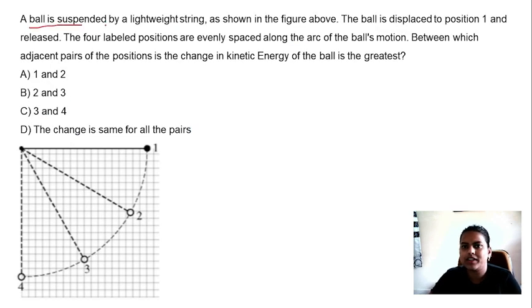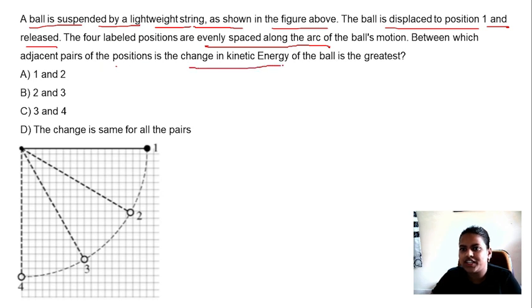A ball is suspended by a lightweight string as shown in the figure. The ball is displaced to position 1 and released. 4 labeled positions are evenly spaced along the arc of the ball's movement. Between which adjacent pair of positions is the change in the kinetic energy of the ball the greatest? So we want the greatest change in kinetic energy.